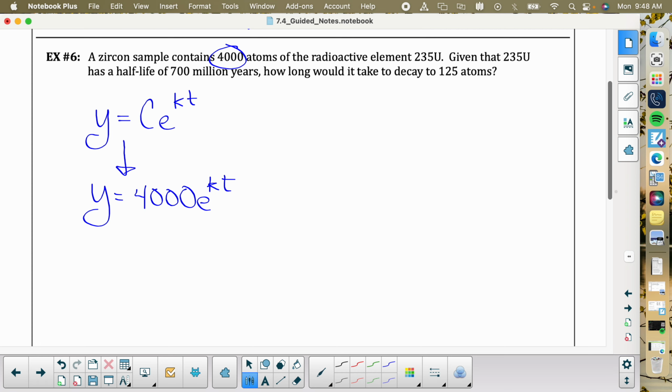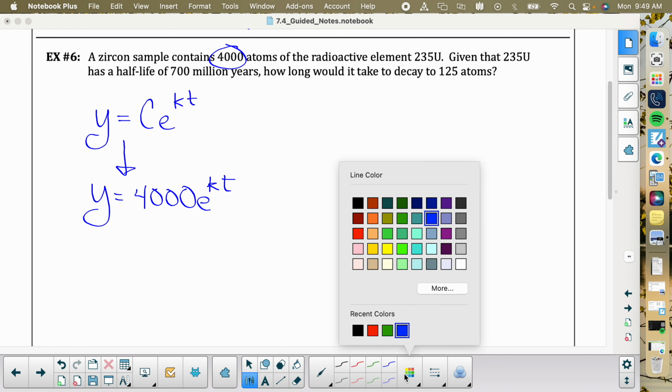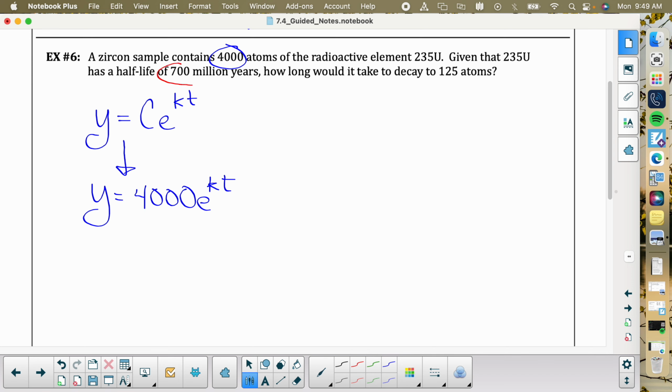Okay, now here's where most people are going to get stuck. It tells us sort of information. How do we use the 700 million years to figure out k? With the half-life, your y would just be 2,000. Yes. And then you are on a roll today.